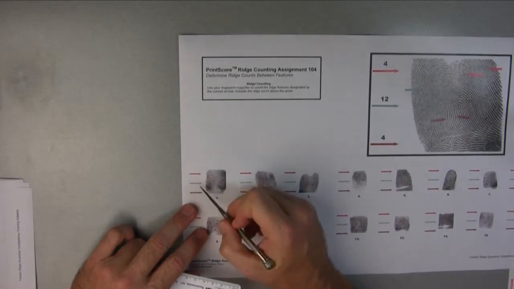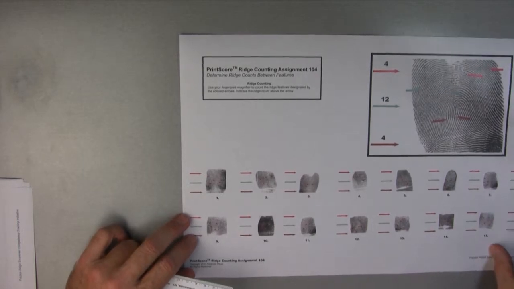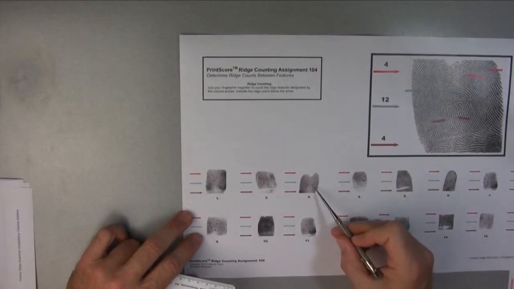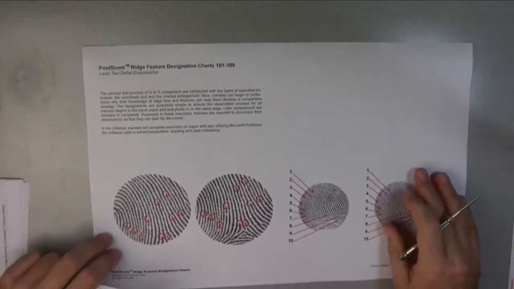So we're using a color-coded system right there. This will take a little while. There's 16 of them there. And you should be able to see that. This is the first exercise where you're using your magnifier.